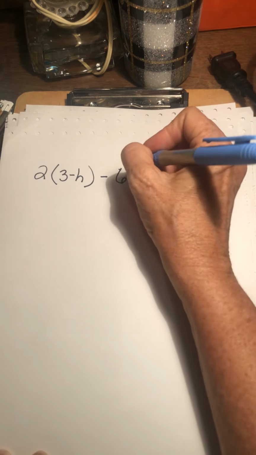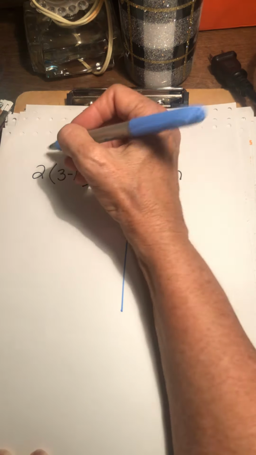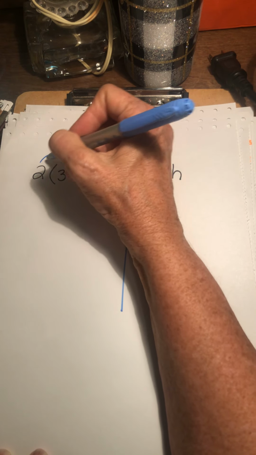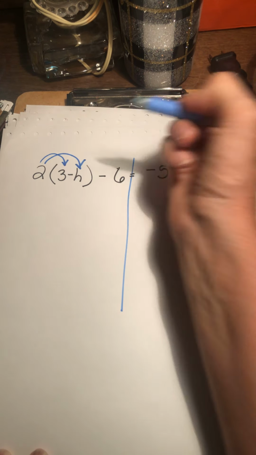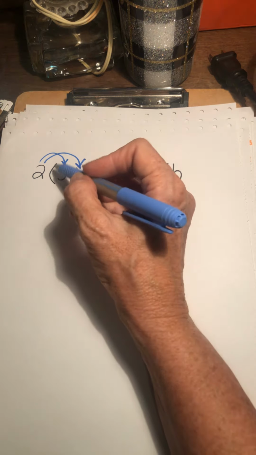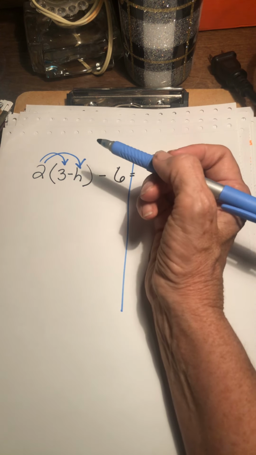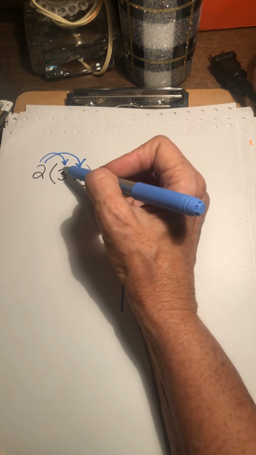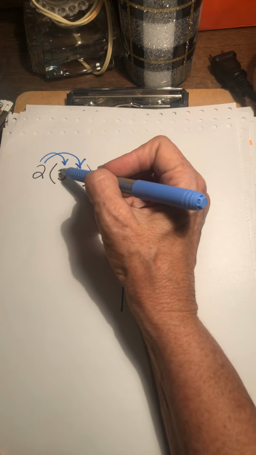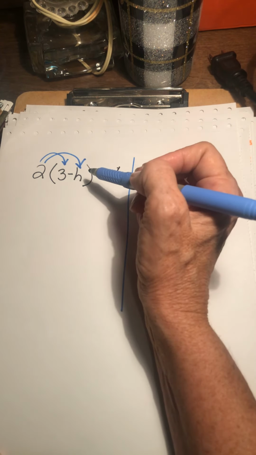Okay, oops, a little more steps here. Okay, so once again, I do my wall. Ooh, but I have to multiply here and here. We've learned this in order of operations. You do parentheses first, but I can't solve this. 3 minus h I can't do. So I'm going to distribute the 2. I'm going to multiply the 2 to the 3, and then I'm going to multiply the 2 to the h.